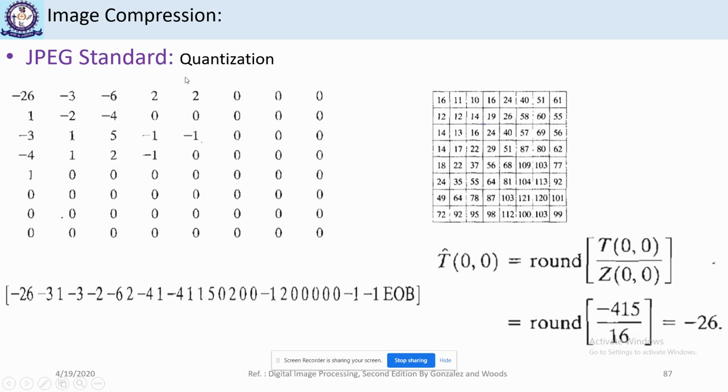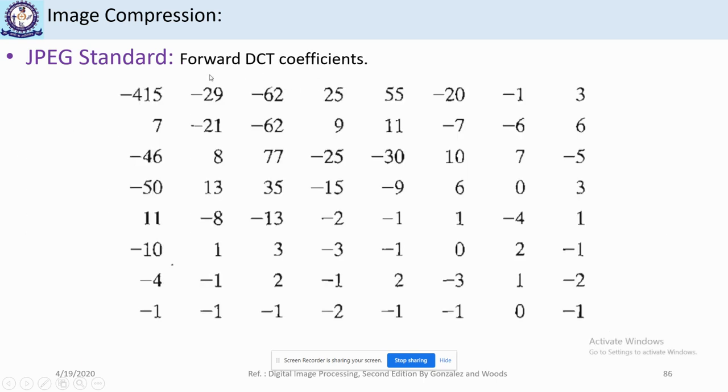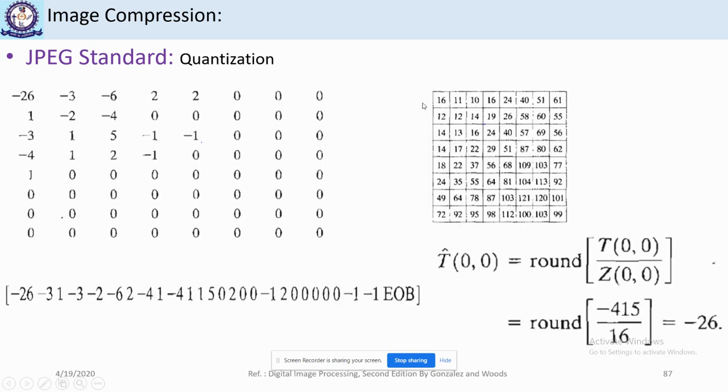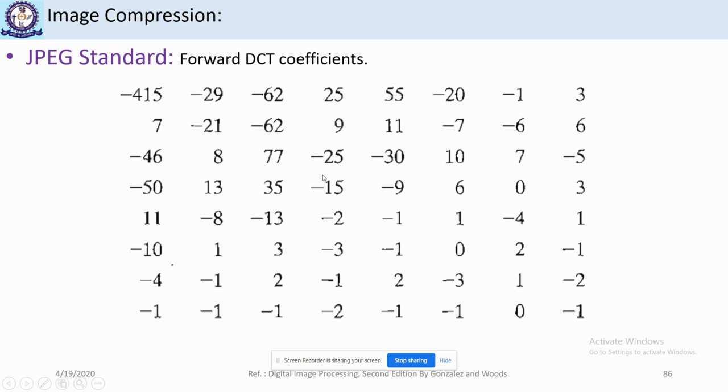So that way all the values of these DCT coefficients will be divided by the quantization table coefficients. Here we can observe one more thing: the lower frequency coefficients are divided by lower magnitude values, and the higher frequency coefficients are divided by higher magnitude values. This is because, as we have discussed, most of the information is available in the low frequency and DC components, and very little in the high frequency components.